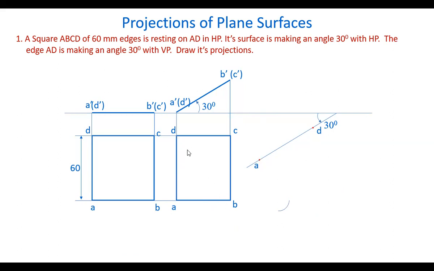Mark this length, DB. From D, draw another arc here, intersecting this earlier one at a point. This intersection point is nothing but B.